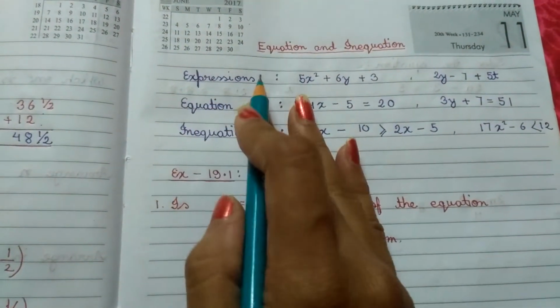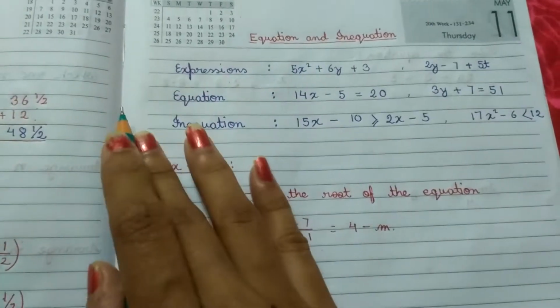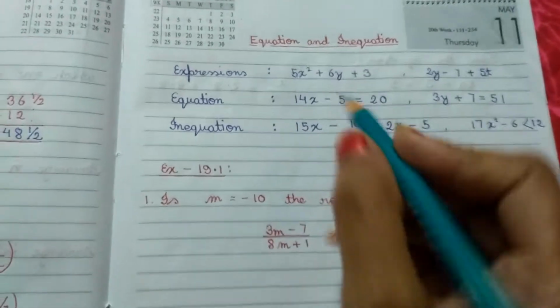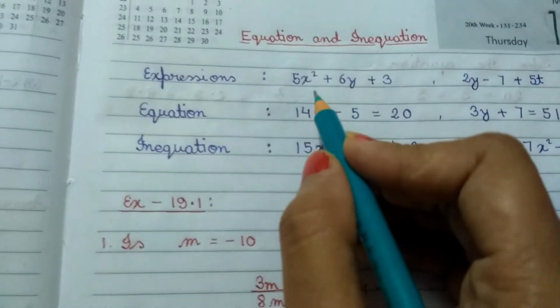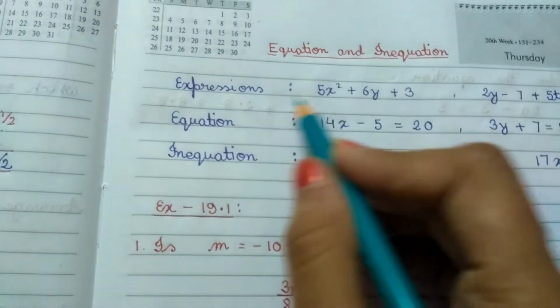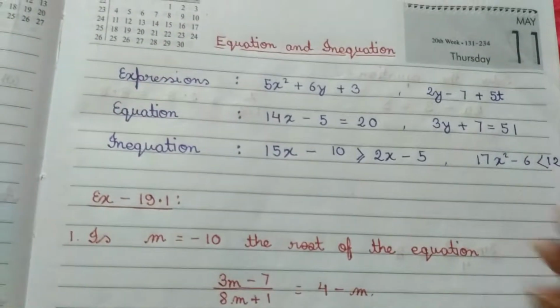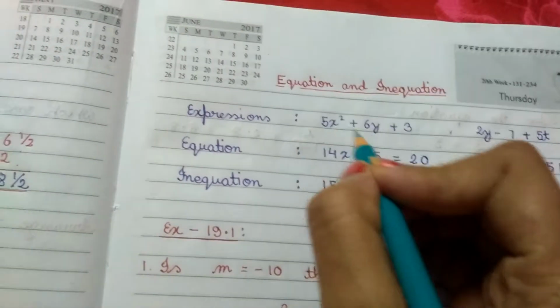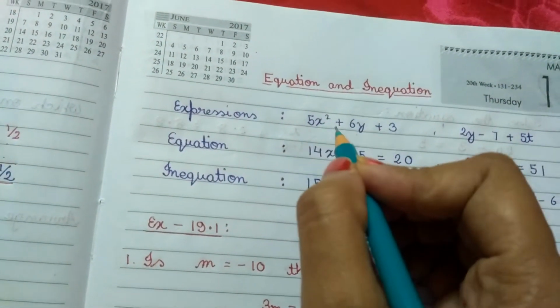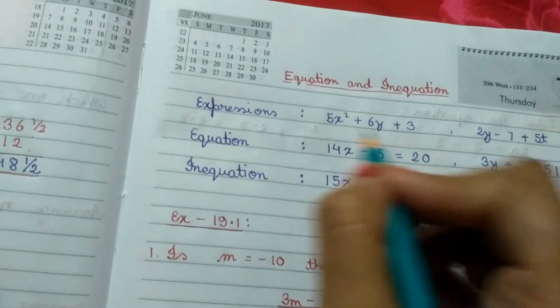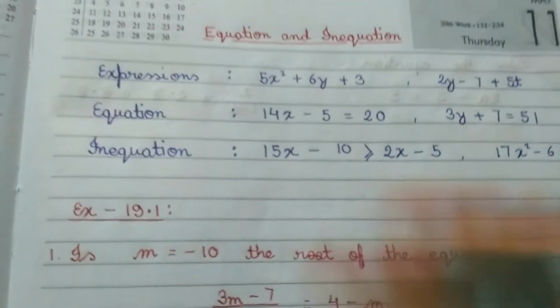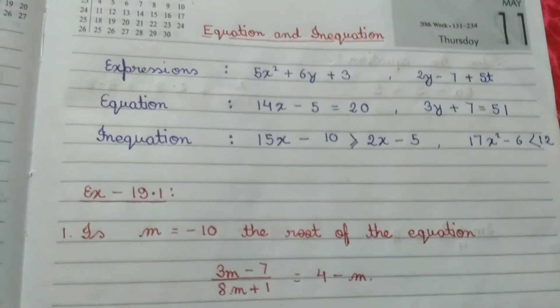We will learn about equation and inequation. You have already learned algebraic expression, for example 5x square plus 6y plus 3, or 2y minus 7 plus t. Anything written with plus or minus signs is called an expression. Now we will learn about equation.